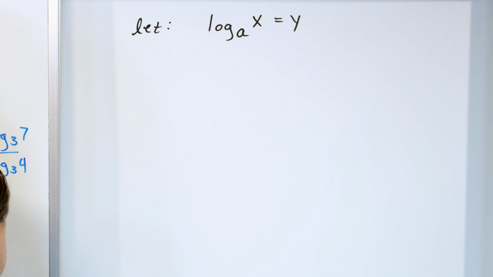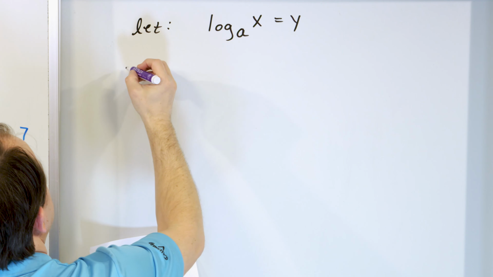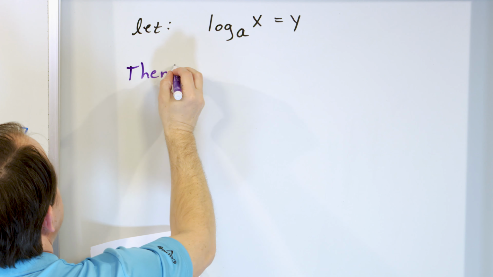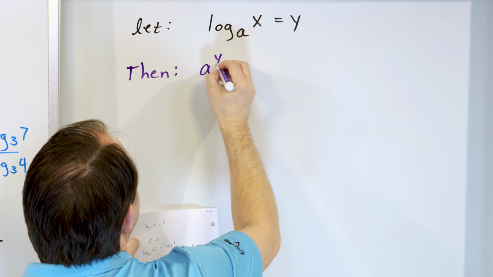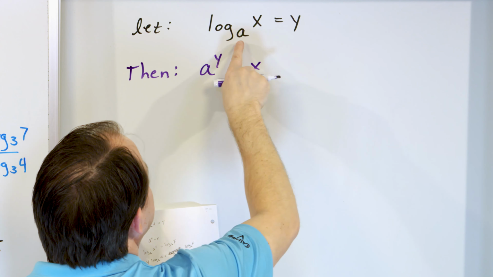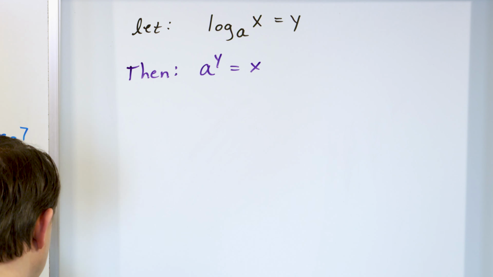But if I make that association, then you have some consequences of that. If I make that association, then I say that a to the power of y is x. How do I know that? Because the base to the power of this is equal to this. That's just the definition of the logarithm.